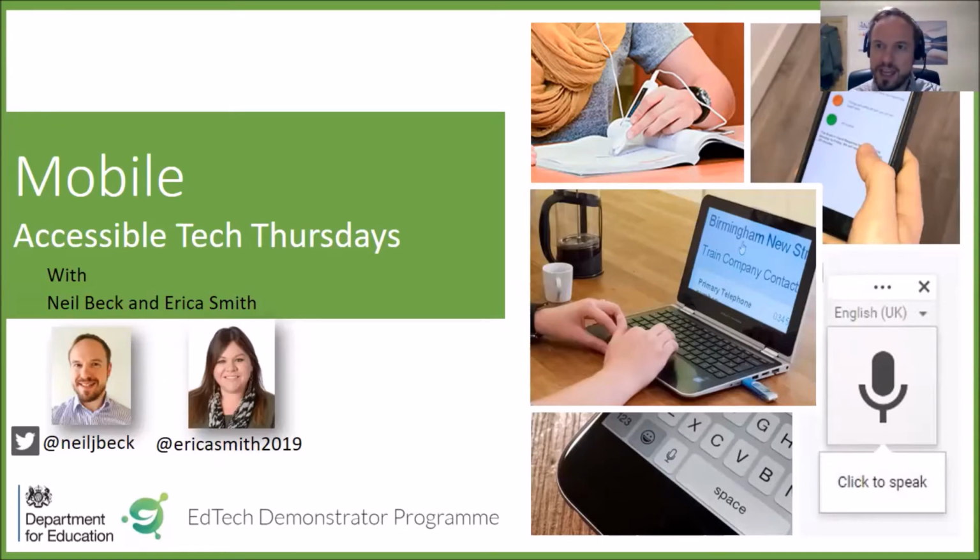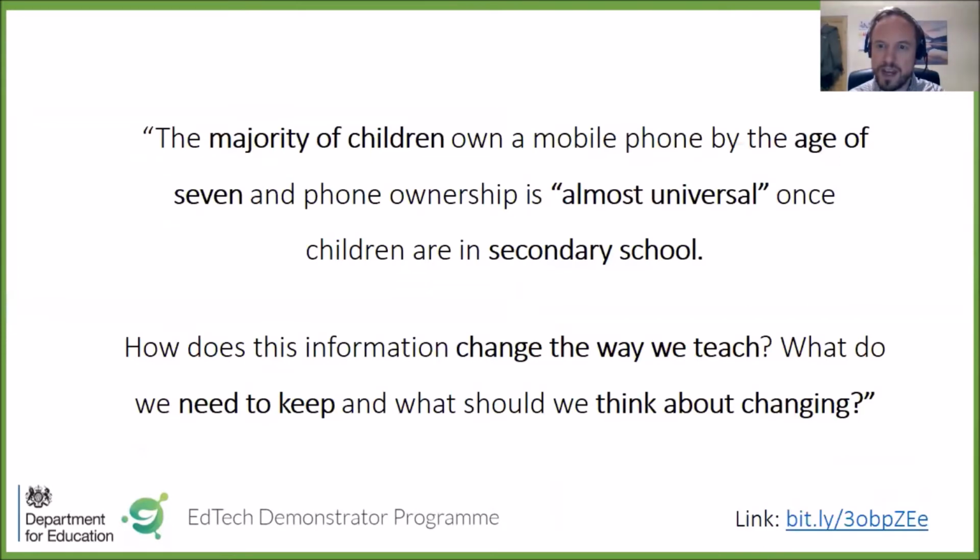Okay, so today I decided to just start with a bit of an idea of how prevalent mobile phones are. The majority of children own a phone by the age of 7. I think it's just over 52% was the figure that was given, and that was from a survey earlier this year. And phone ownership is almost universal once children are in secondary school. So I think the thing is, how does this information change the way we teach? What do we need to keep and what should we think about changing?